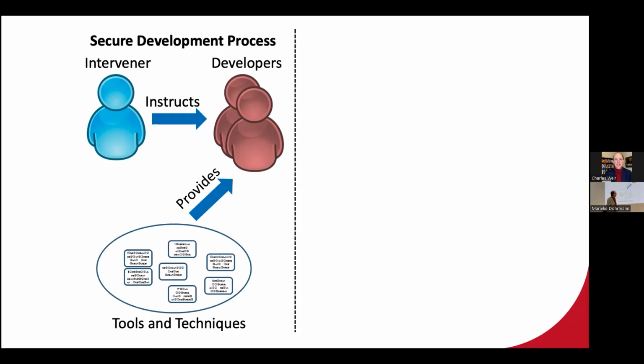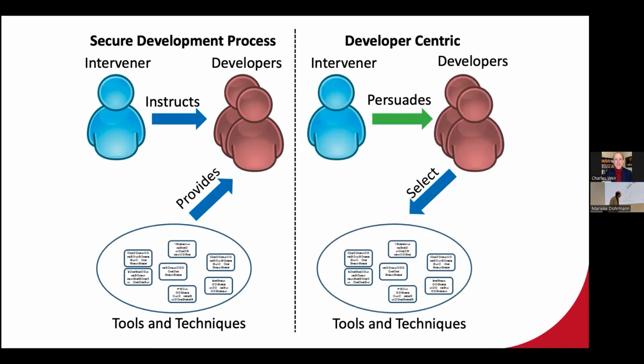So the model that works is the developer-centric one, developer-centered security, where the intervener's job is to help, to persuade the developers that security is necessary, and they then select the tools and techniques they use according to their particular needs. Developer-centered security.